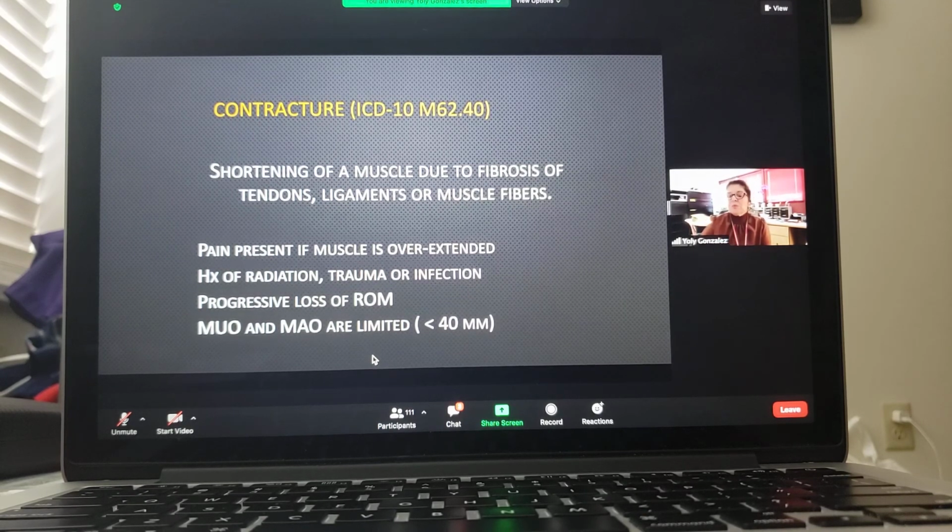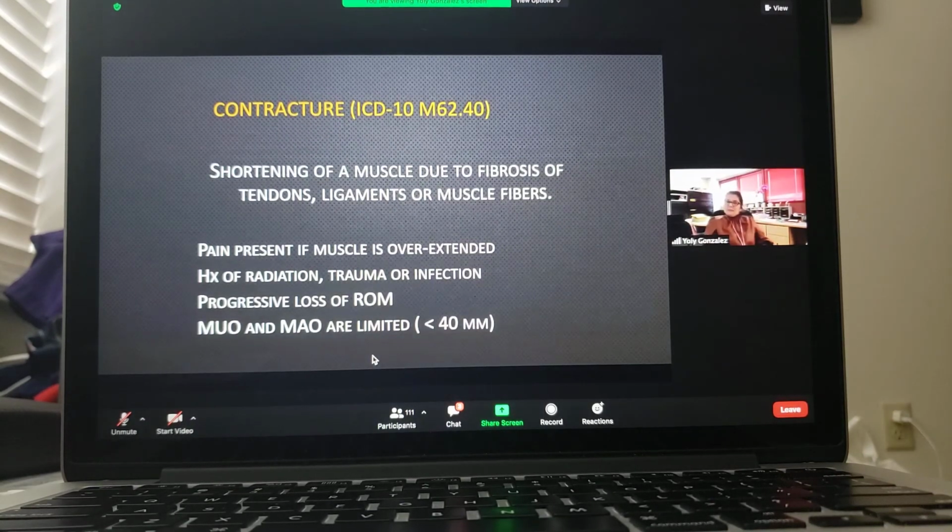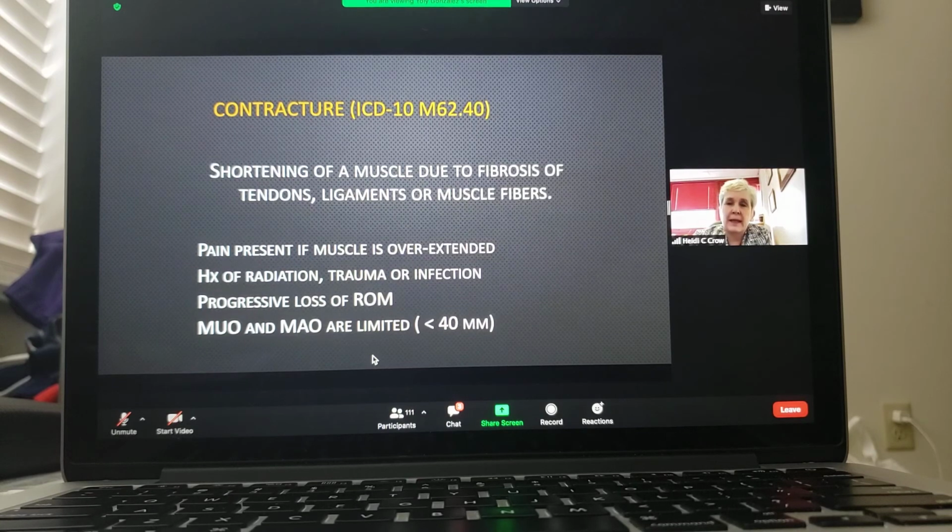So here I really don't see many. Maybe Dr. Crow has more experience, because this can happen definitely after radiation therapy, and I know she has a lot of experience working at Roswell and other cancer centers, so I will let her comment if she would like to. Well, the problem with contracture is there isn't really a treatment for it, okay? And when you think about that, it's due to fibrosis, so you no longer have that smooth ability to stretch. It's a scar.